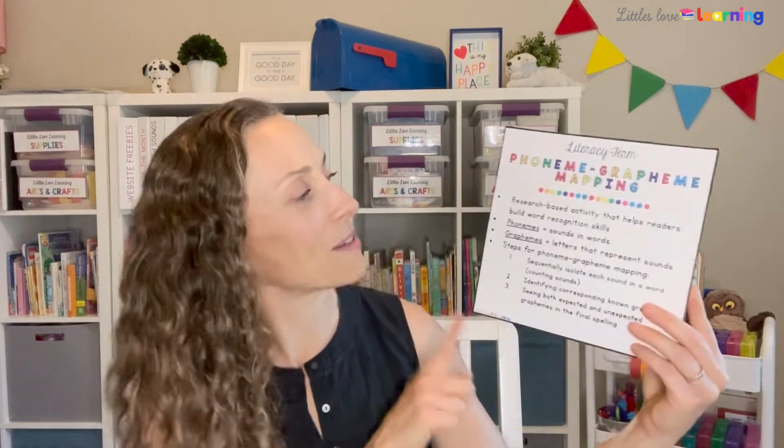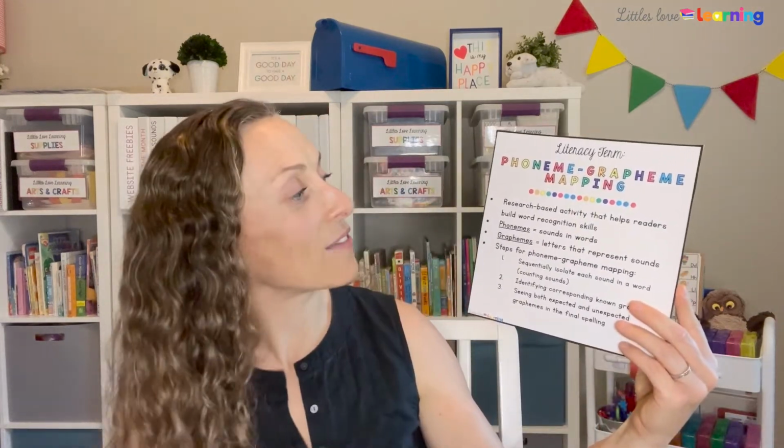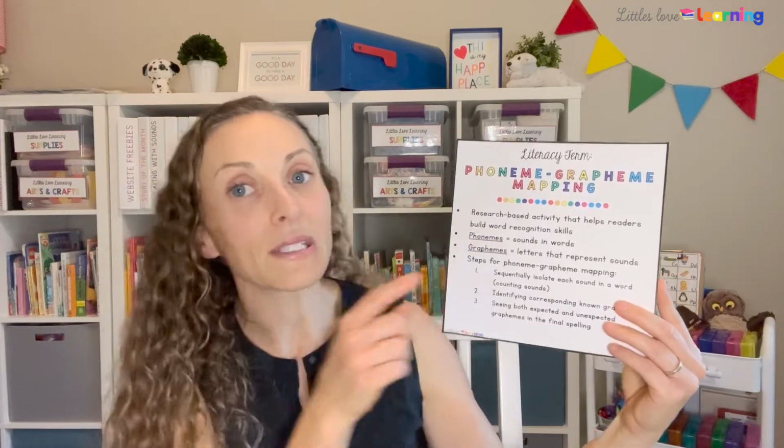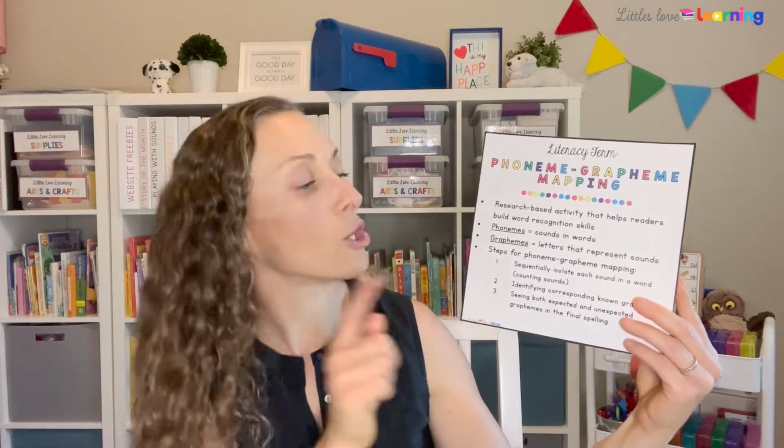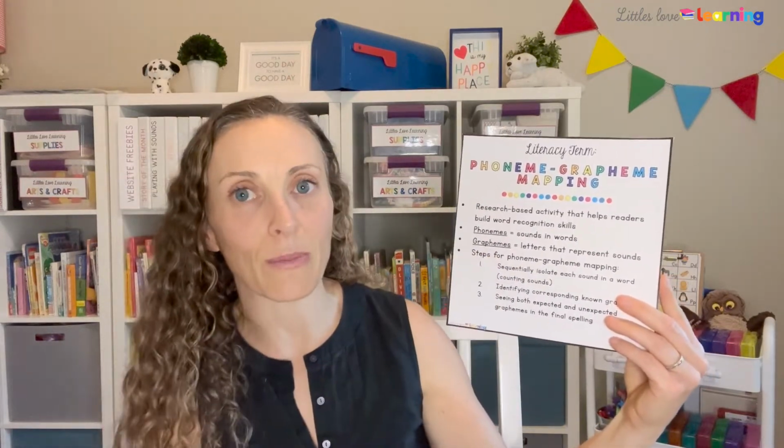So let's talk about phoneme-grapheme mapping. This is the activity we can do in class. Like I said, we can't tell our students it's time to orthographically map these words, because it doesn't work that way. It's happening in our brains. But we can tell our students it is time to phoneme-grapheme map these words. That's the activity that we can do. Phoneme-grapheme mapping is a research-based activity where you have your phonemes, the sounds in the word, and you match them to the graphemes, the letters that represent those sounds.